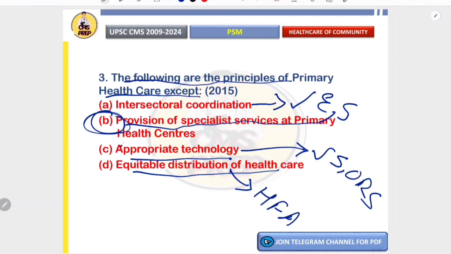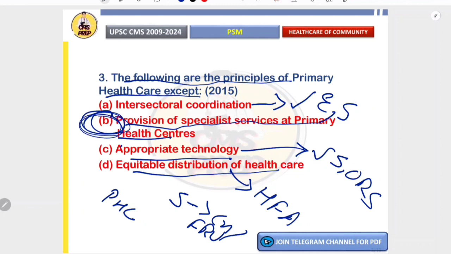Provision of specialist at primary health center. PHC is for basic care. Specialists are posted at CHC or first referral unit. And it is not a core principle of primary health care. So the correct option is B.